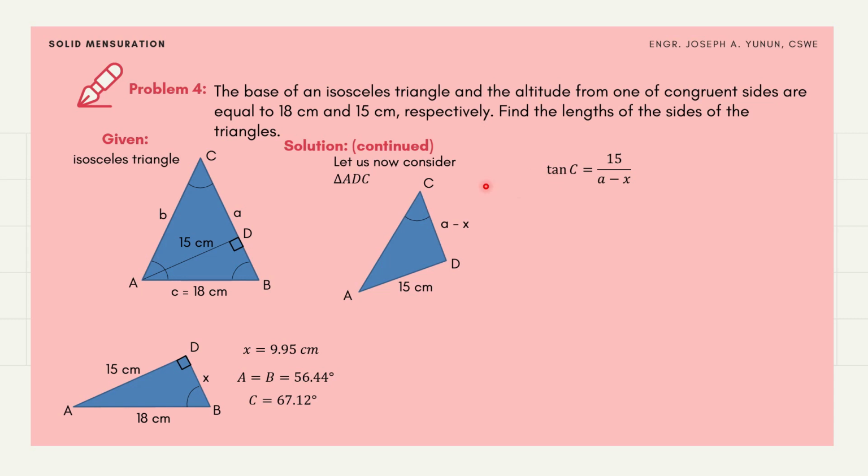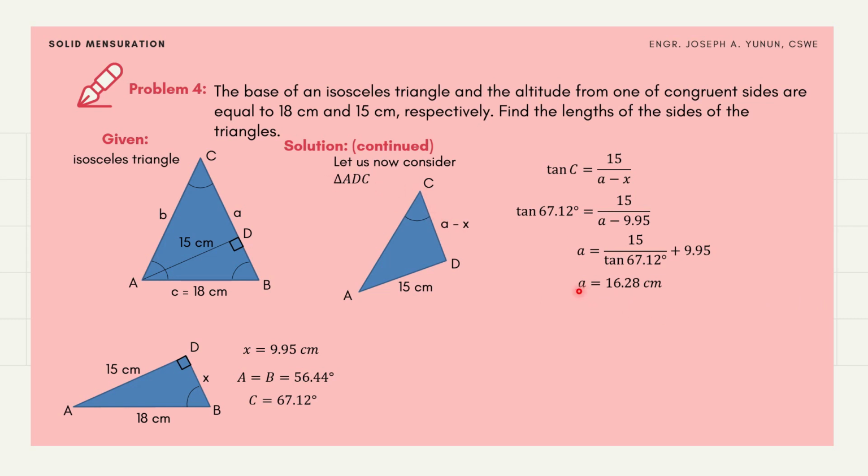So I'll just use tangent C, because the given based on this right triangle is 15 centimeters, which is the opposite side, and then the adjacent side is A minus X, shown here. Substituting the values 67.12, then 9.95 for X, and solving for A, you'll get 15 divided by the tangent of 67.12 degrees plus 9.95. So probably the measurement of side A is 16.28.